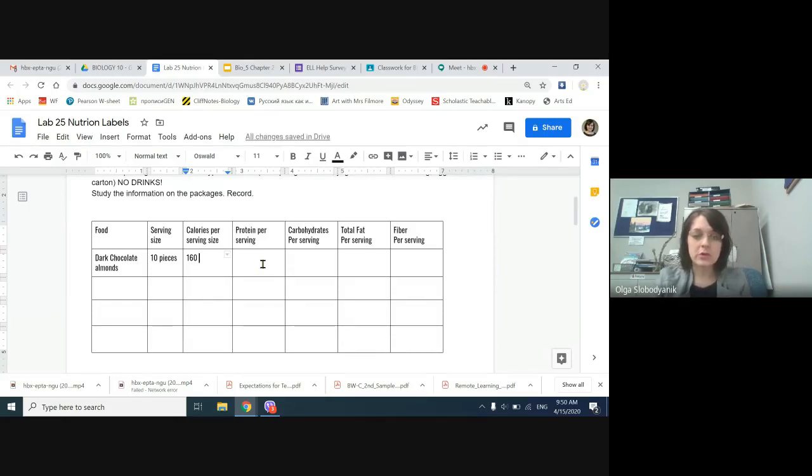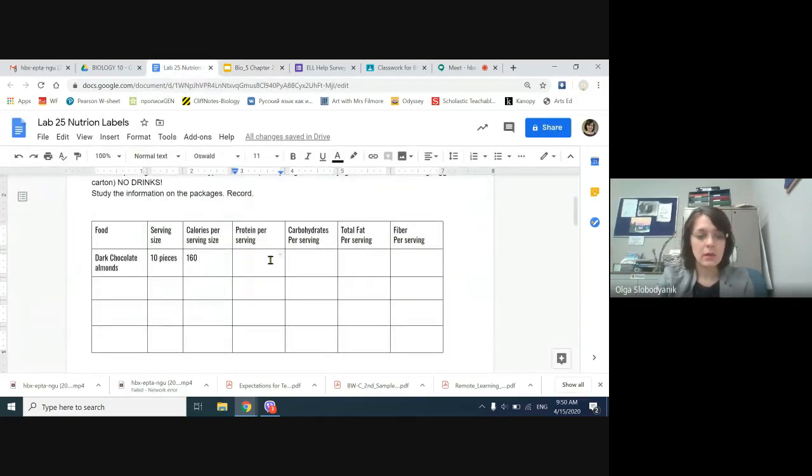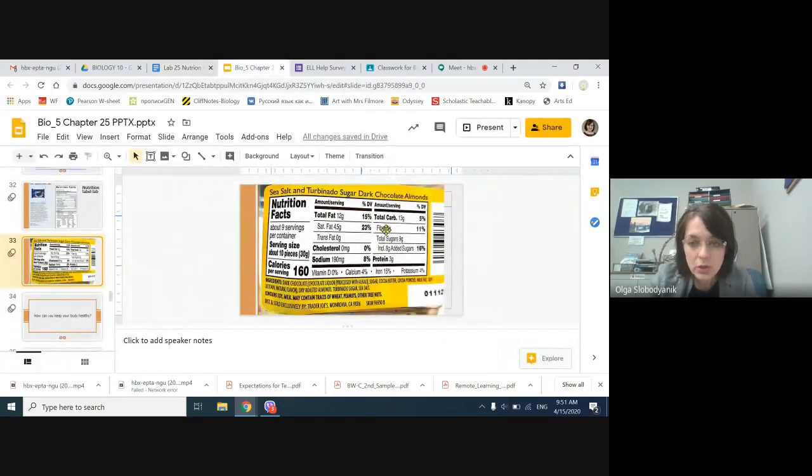160. Protein per serving. How much protein is in one serving? Okay, so it gives me 3 grams of protein. All of this information is going to be per serving after that. So 3 grams of protein. Carbohydrates per serving, total carbs. I don't look at percentages yet. I'm looking at grams. So 13 grams.